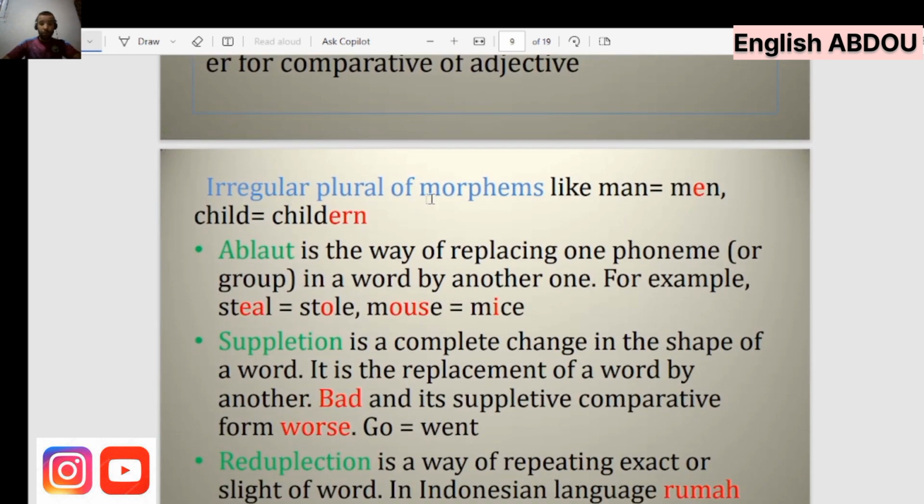Irregular plural morphemes, why are they irregular? Because they are non-syntactic, if you remember. They are not syntactic. Like men, and child, children. So we change a to e, and child to children, we add ren to child. That's why they are irregular. They don't follow the syntactic rule.